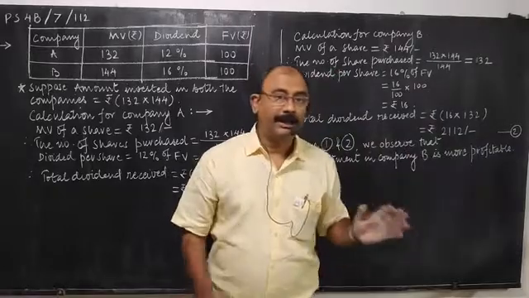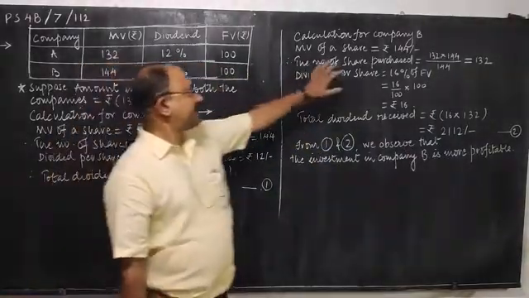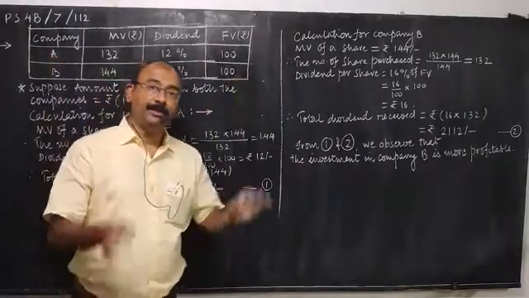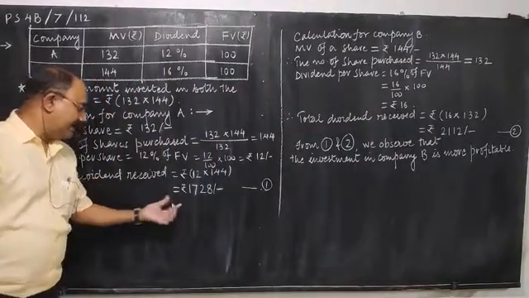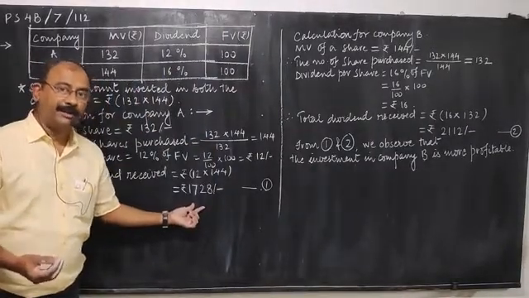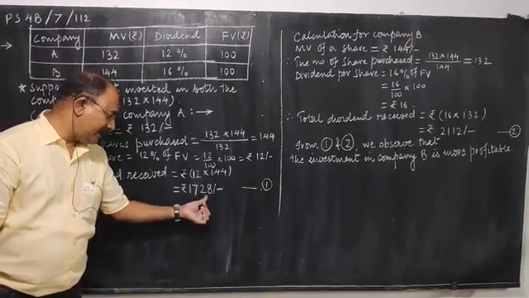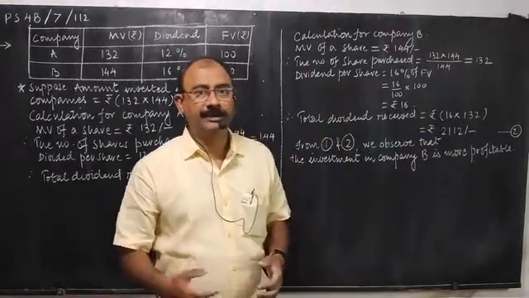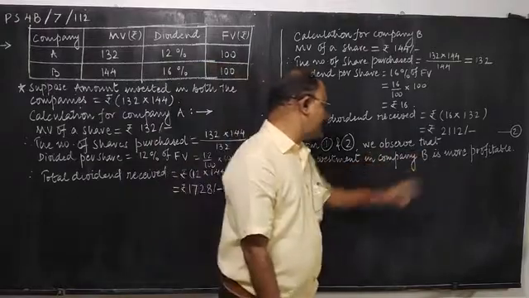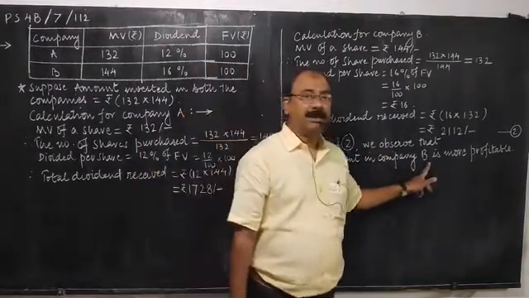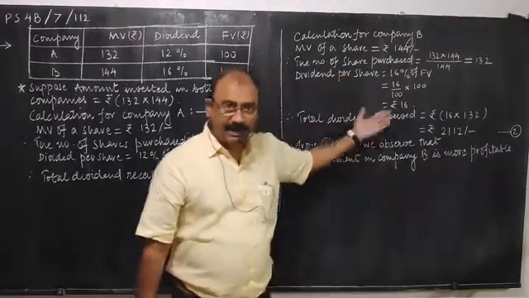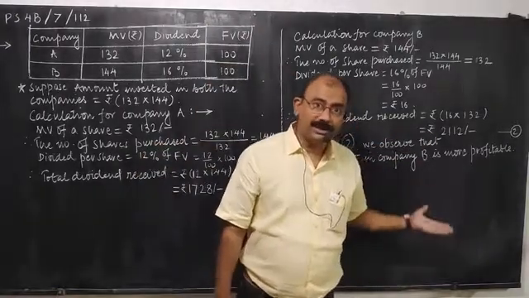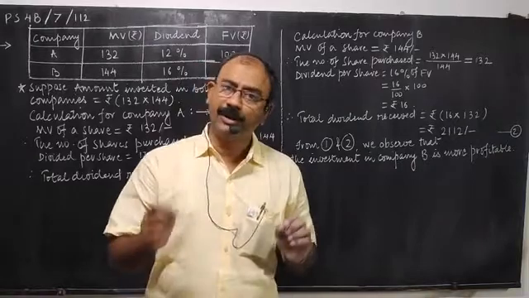2112 rupees. Now compare. The same money was invested in both places. This much amount was in company A, and the same amount was in company B. But the returns, the profit and the dividend from company A is 1728 rupees, while in company B it is 2112 rupees. So by common sense, from 1 and 2, we observe that the investment in company B is more profitable. More money is coming from company B. The same amount was invested in both, but here we get more money, so obviously the investment in company B is more profitable.